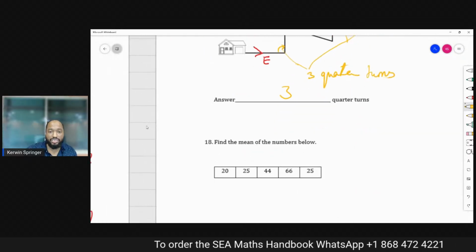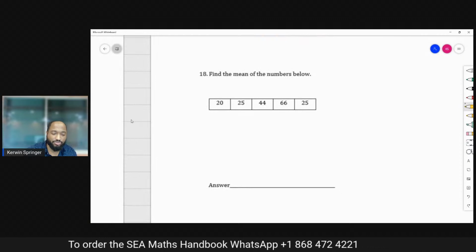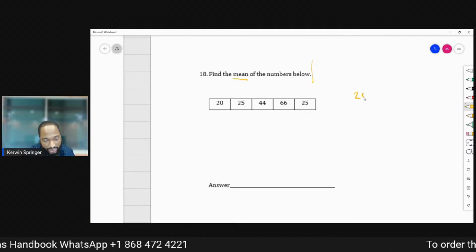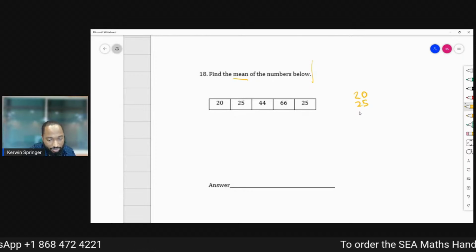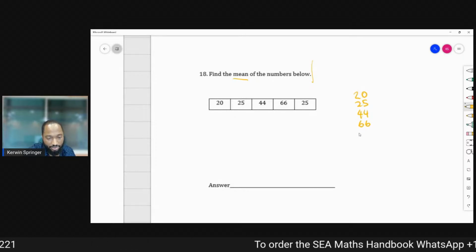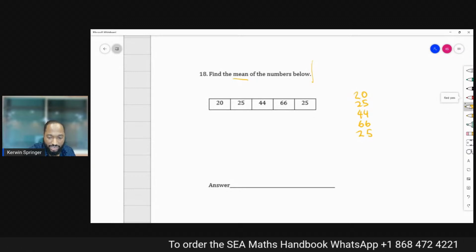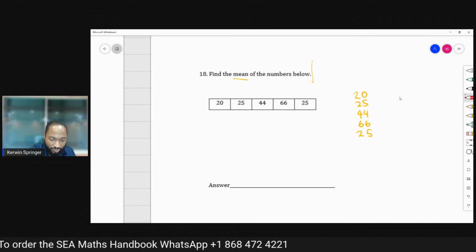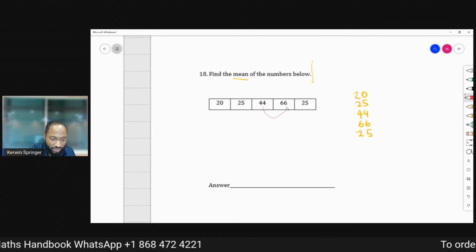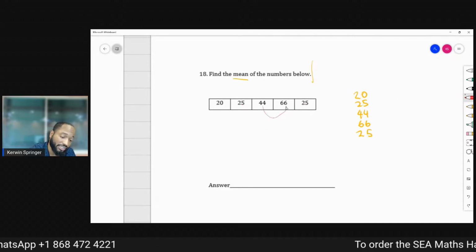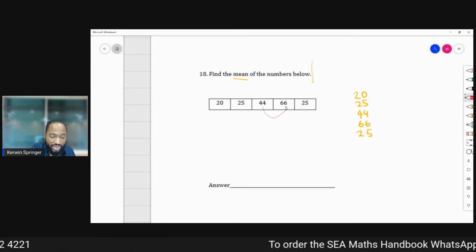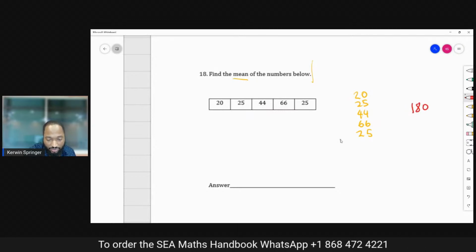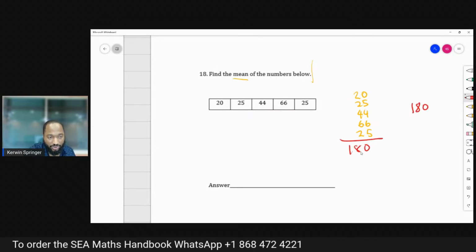Big up on yourself. Find the mean of the numbers below. Full stop, nothing else to come. So we're going to just add up. Nothing like some good adding up time. I can do this in my mind: 25 and 25 is 50, and then 46 and 44 and 66 is 110, and 130 plus 50 is 180. So I'm sure this is 180, without the shadow of a doubt.